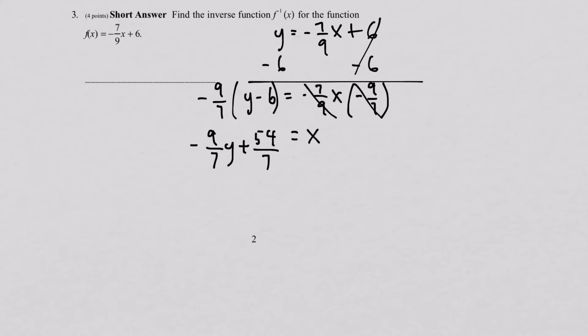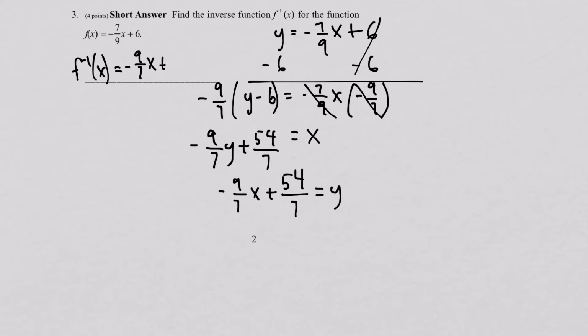-9 over 7y plus 54 over 7 equals x. And now what you do is you reverse the x and the y, right? So you're going to have negative 9 over 7x plus 54 over 7 equals y. Now when we write it, we don't write y, right? We write f inverse. So my final answer will be f inverse of x is equal to negative 9 over 7x plus 54 over 7. And 7 doesn't go into 54, so we're just going to leave it like that. That is your final answer.